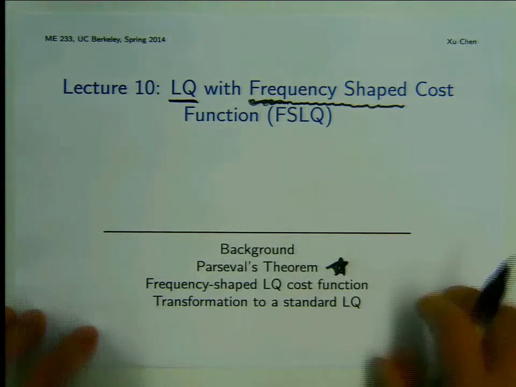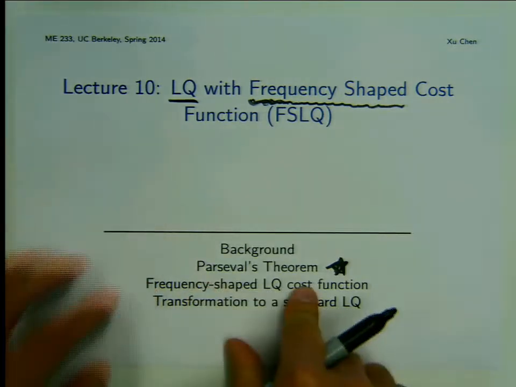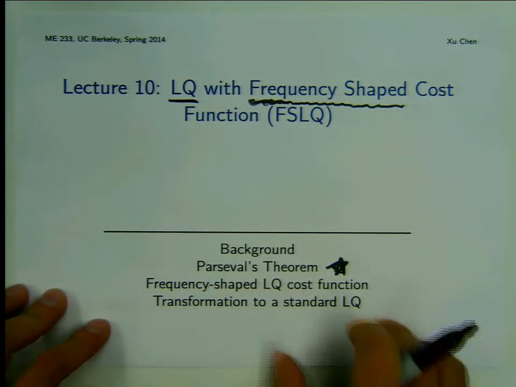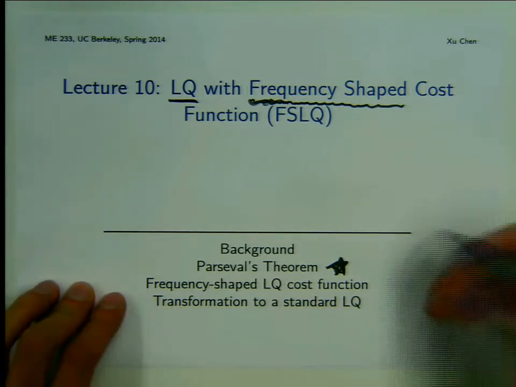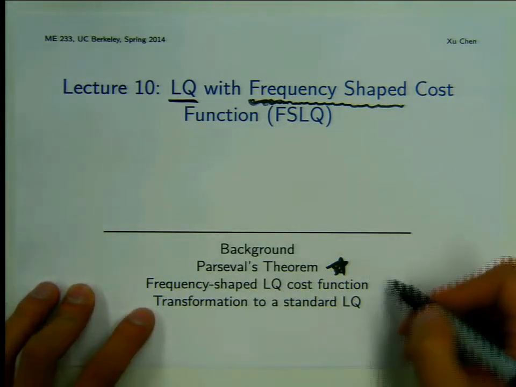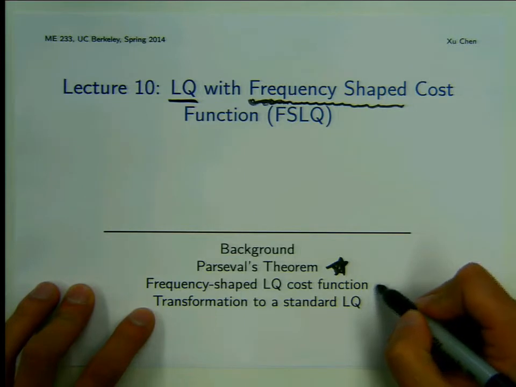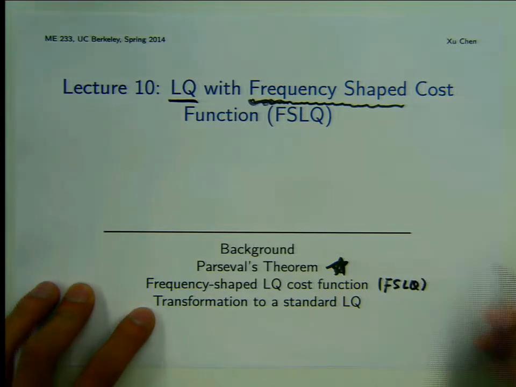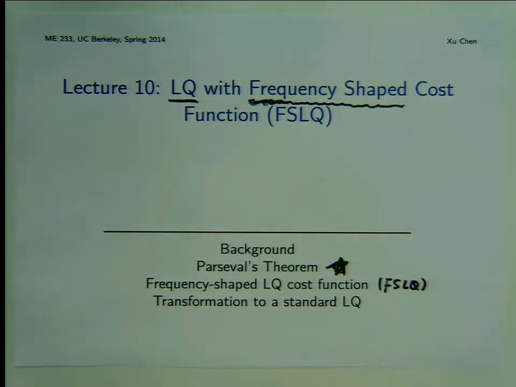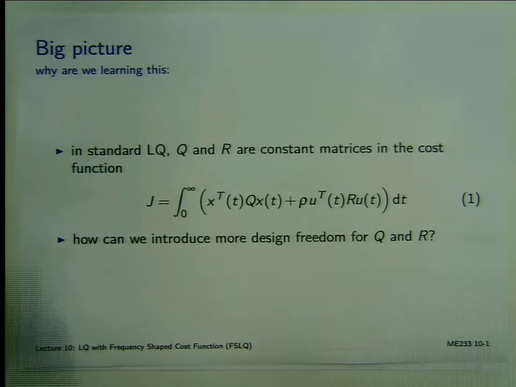The central result for building up this connection is Parseval's theorem. We'll talk about some of the background of this theorem, and then you will see it's very intuitive to understand. After that, we'll do frequency-shaped LQ. This is called FSLQ, the frequency-shaped LQ problem. You'll see this can be translated to the standard LQ problem, which we can solve very easily. The big picture is like this.